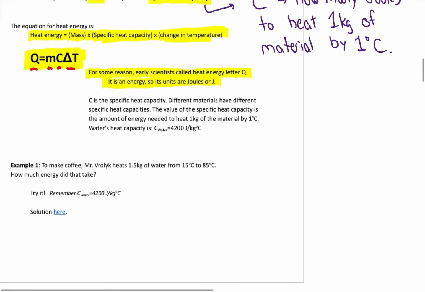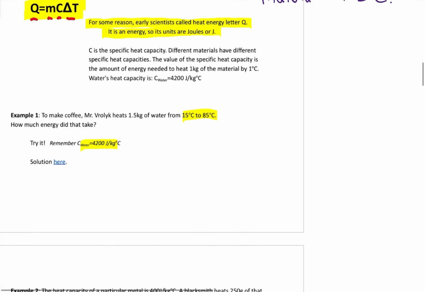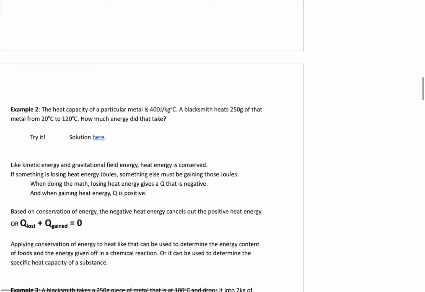So in example 1, I've told you the M, because I've told you it's water, you know the C. I've told you the 2 temperatures, so you can do a little bit of subtraction to find the delta T. You know 3 other things, you can calculate the Q. Number 2 is basically the same, just I switched up the material.